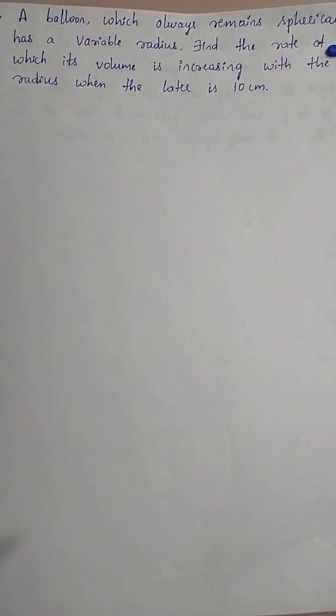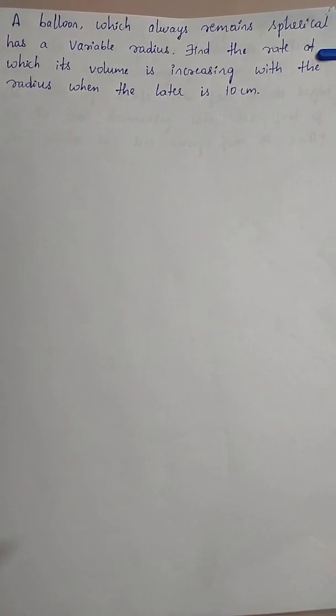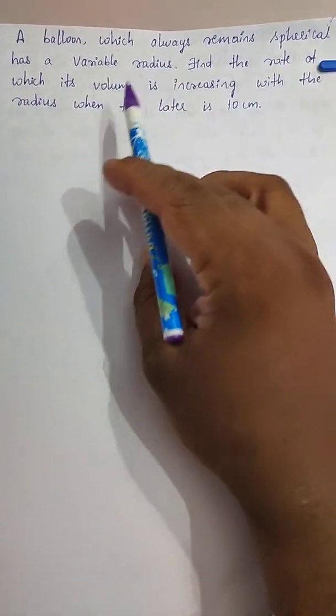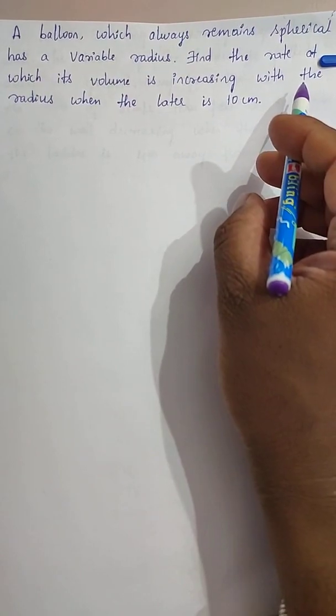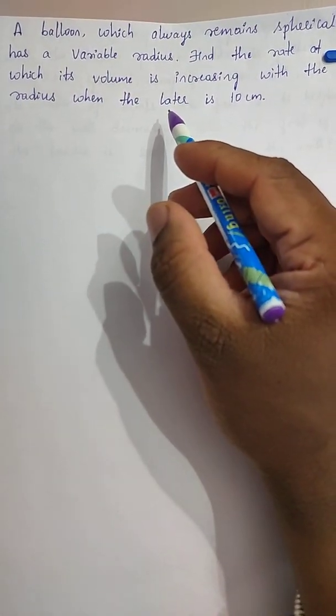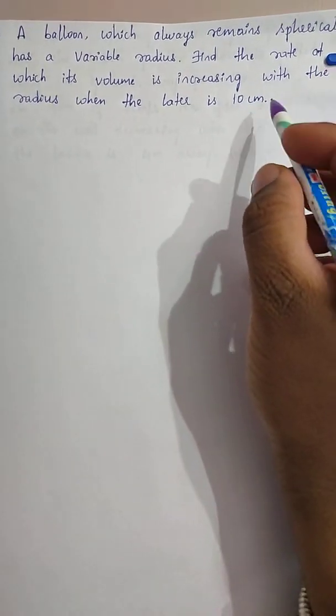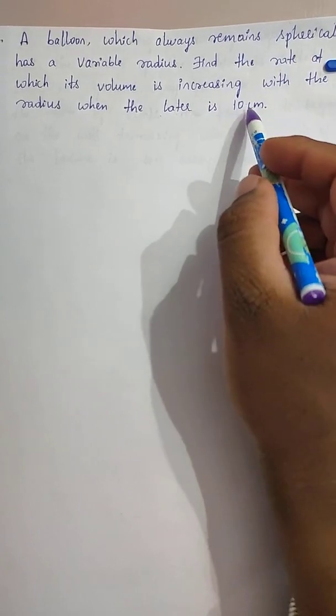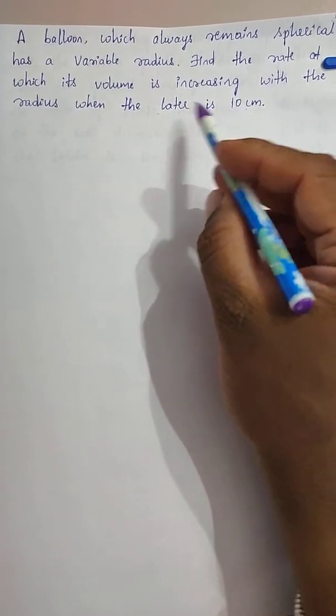Now we are going for the next problem. A balloon which always remains spherical has a variable radius. Find the rate at which the volume is increasing with the radius when the radius is 10 centimeter. So this is the given question. When the radius is 10 centimeter, it means the radius is 10 centimeter.